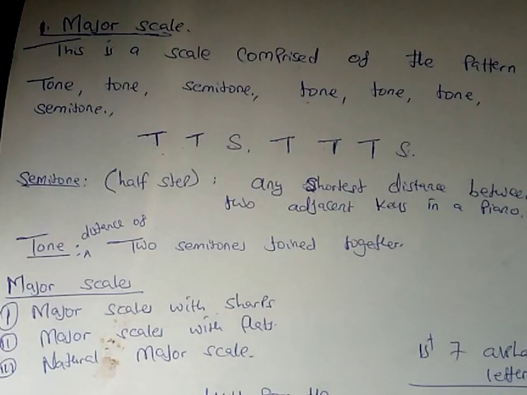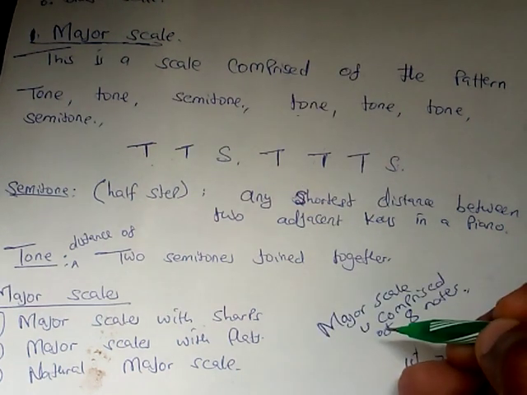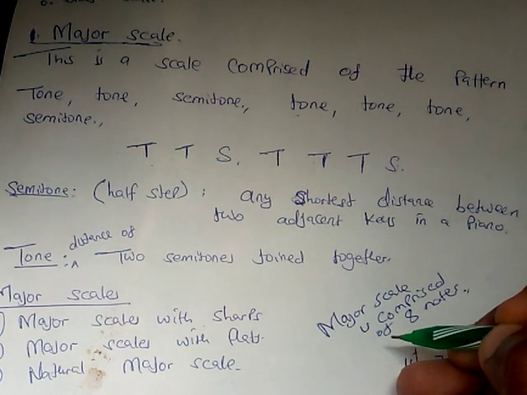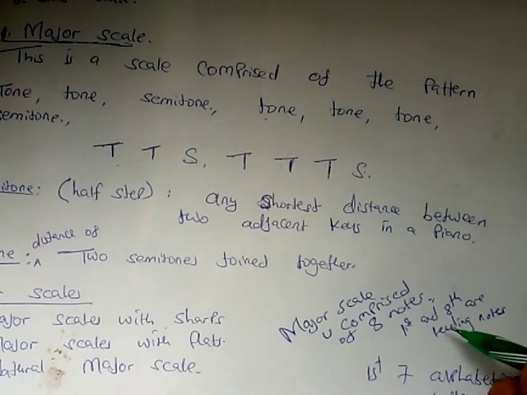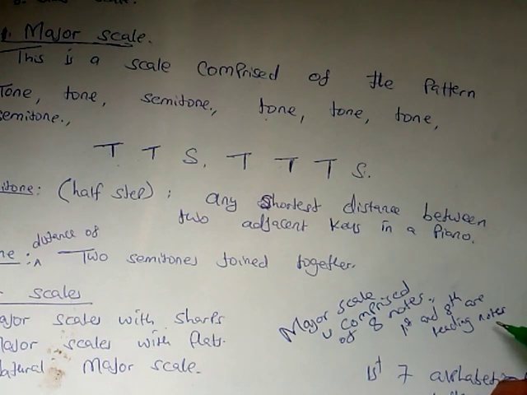We have three divisions of major scales. Number one, we have the major scale with sharps, the major scale with flats, and the natural major scale. A major scale is comprised of 8 notes, but the first and eighth are leading notes. It means they are equal. The only difference is one of them is an octave higher and the other lower. Octave means 8.